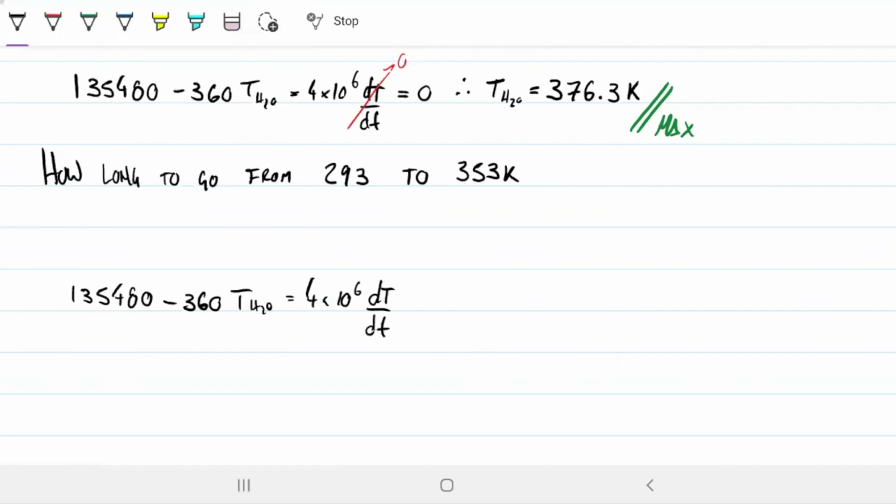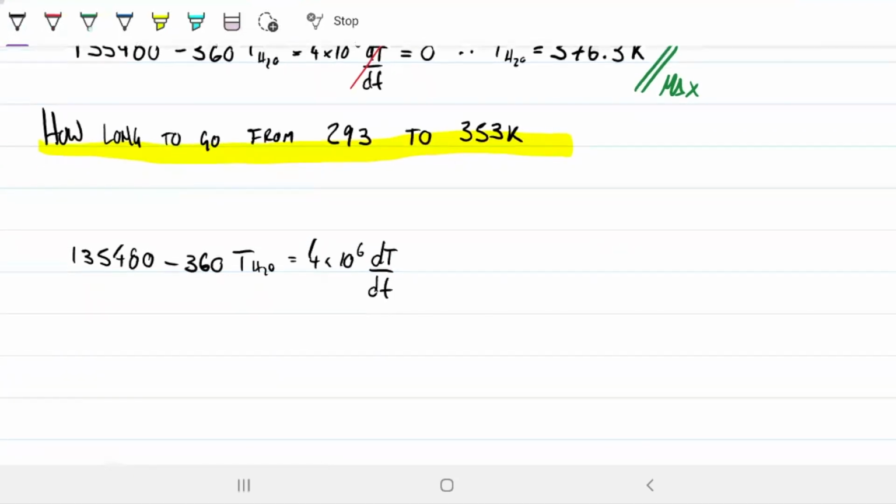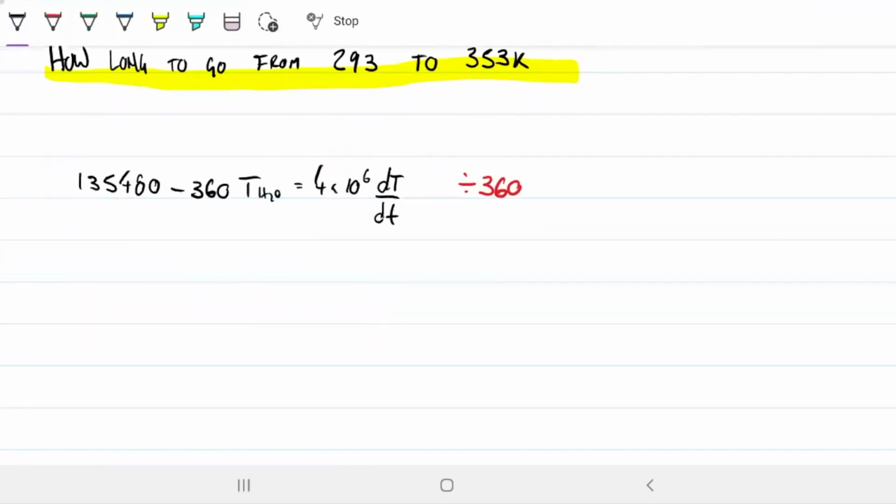So all I have to do is integrate this bit here with respect to time and this bit here with respect to temperature, and I can find the time, right? Now, there is one extra step to make your life easier. I didn't do this step when I was solving it by myself, but I'm going to do it with you guys because it makes the math easier, which is to divide everything on both sides by 360. That way we can eliminate this fella here, and this number will be smaller.